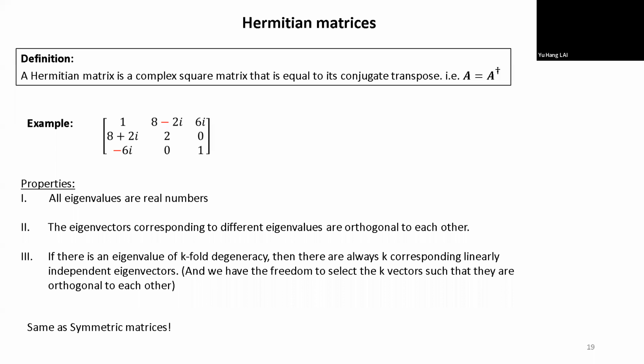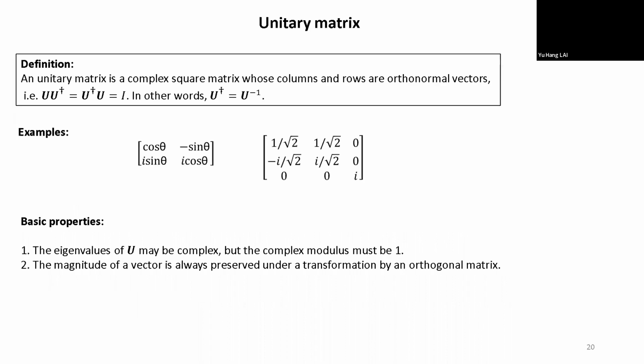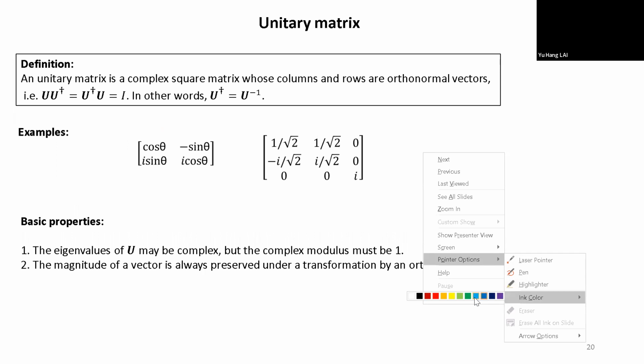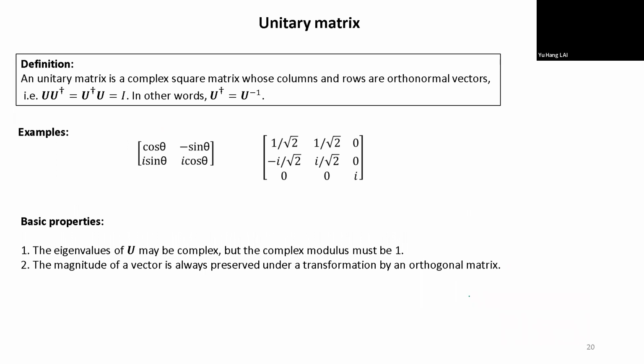Then the Hermitian matrix, right? As I said, it is the generalization of the symmetric matrix. So next, I will give you the generalization of the orthogonal matrix. Remember what the orthogonal matrix is in the real case: the matrix satisfies Q transpose Q equals the identity matrix.